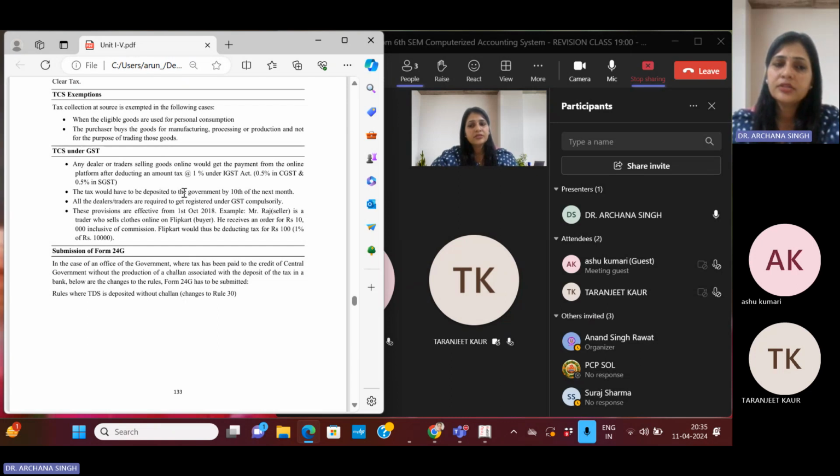The tax would have to be deposited to the government by 10th of next month, and all dealers and traders are required to get registered under GST compulsorily, and these provisions are effective from 1st October 2018.